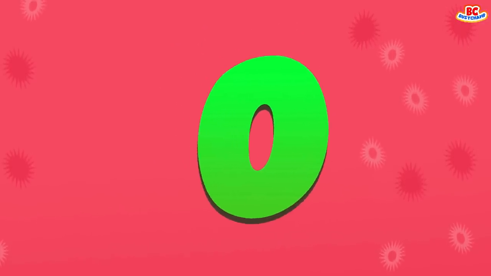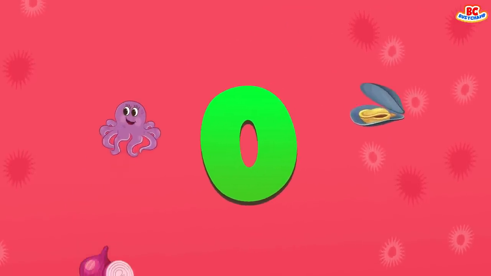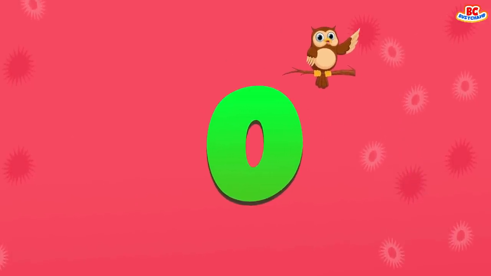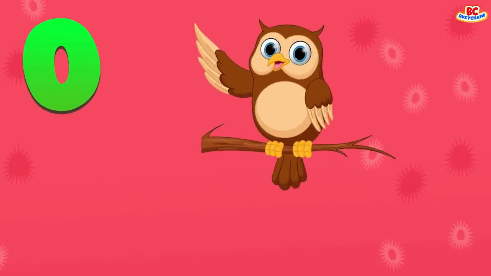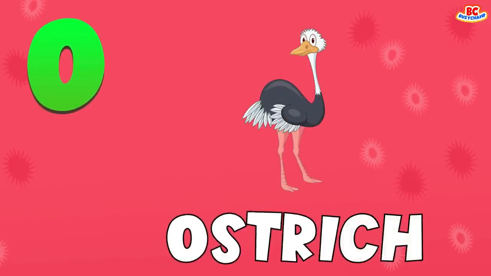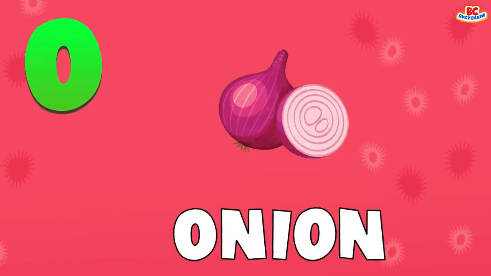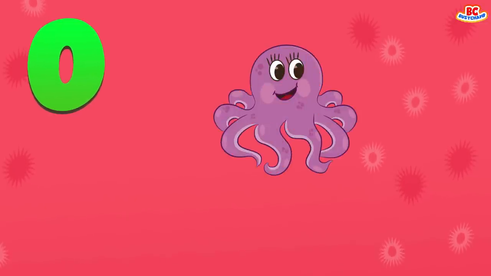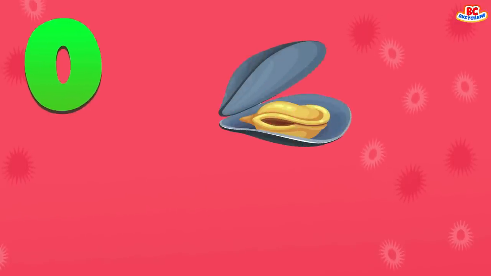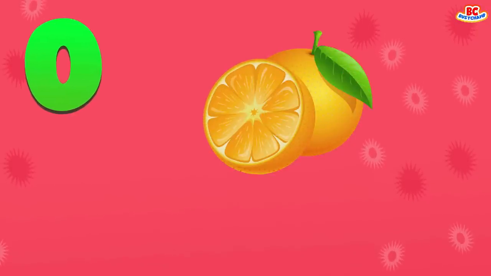O. O is for owl. Owl. O is for ostrich. Ostrich. O is for onion. Onion. O is for octopus. Octopus. O is for oyster. Oyster. O is for orange. Orange.